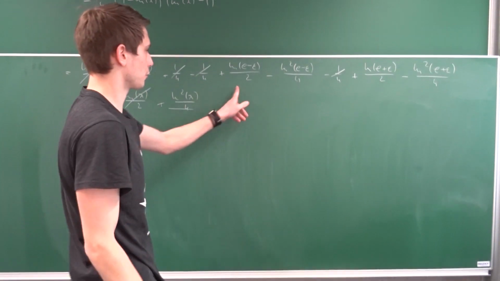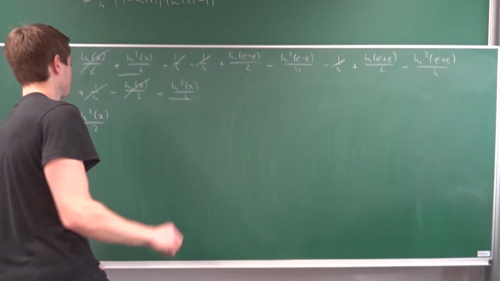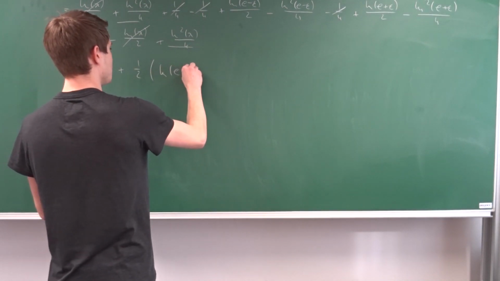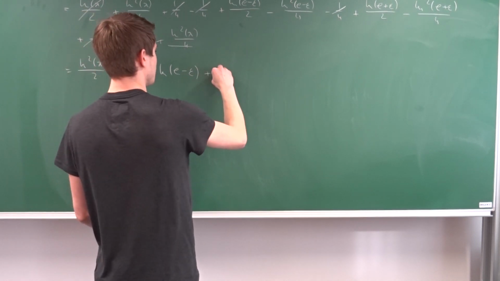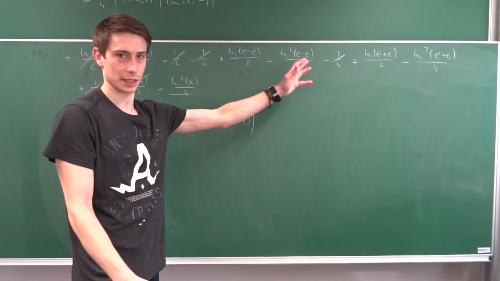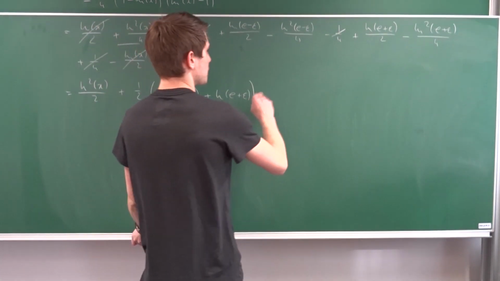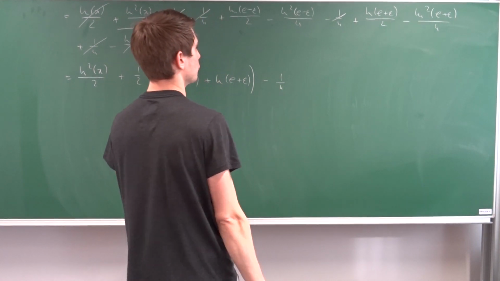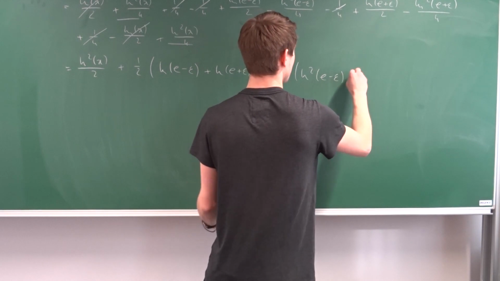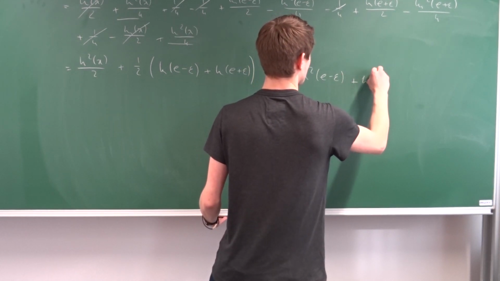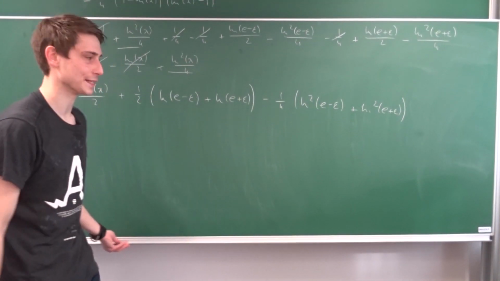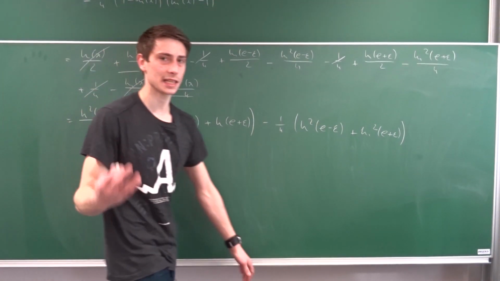So next thing, we can factor out a 1/2 on this one. So this is positive 1/2 ln e minus epsilon, and then positive ln e plus epsilon. Okay, and we can factor out 1 over 4 on those two terms. So that's negative 1 over 4, and this is ln squared e minus epsilon, positive ln squared e plus epsilon. Okay, great. So that's basically our solution.